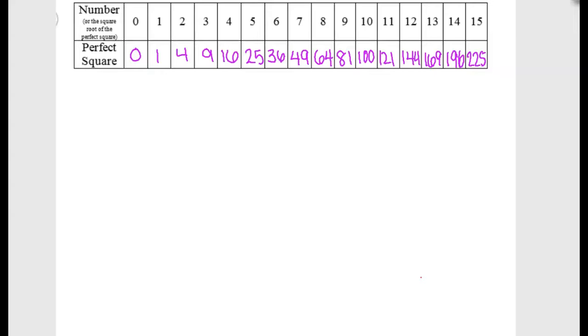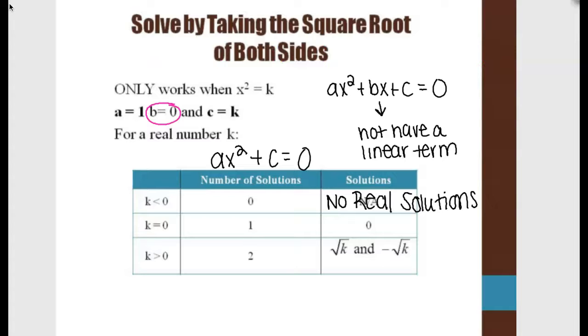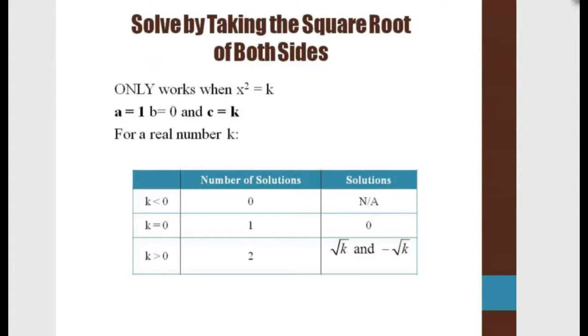Alright, so the reason I have you filling in this chart is because those perfect squares are going to be so important. They're the numbers we're looking for when we're solving by square roots. We're dividing by these numbers, and we're utilizing these numbers to help us solve without having to factor. They're also going to come back into play when we use the quadratic formula as well.